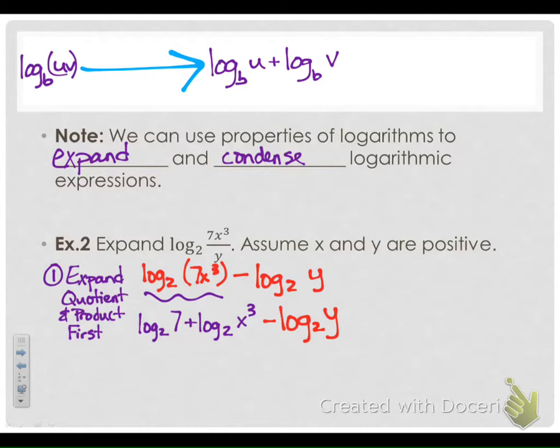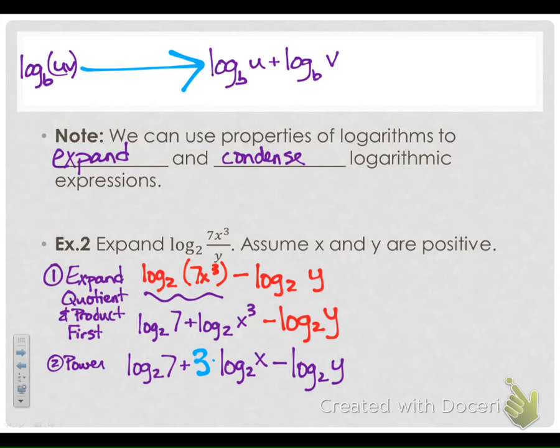So the first part is you expand quotient and product rule, and the second part is now you're going to do the powers. So with the power, we do see this power. This power is going to move in front as a coefficient. So the first part, log base 2 of 7 stays, plus, but now I'm going to move that 3 to be a coefficient. Log base 2 of x minus log base 2 of y. This is my final expansion.